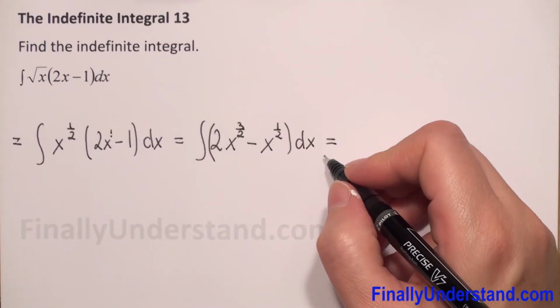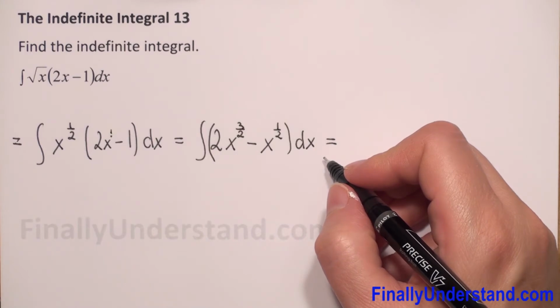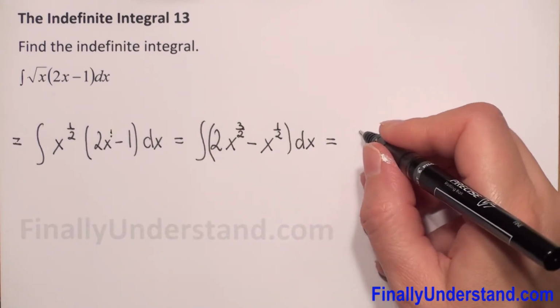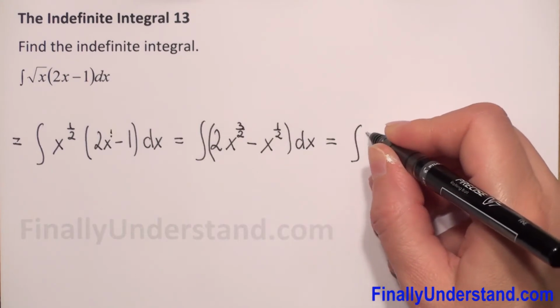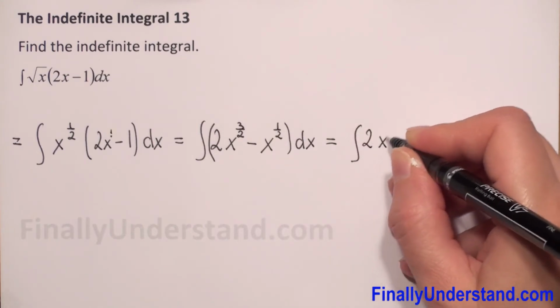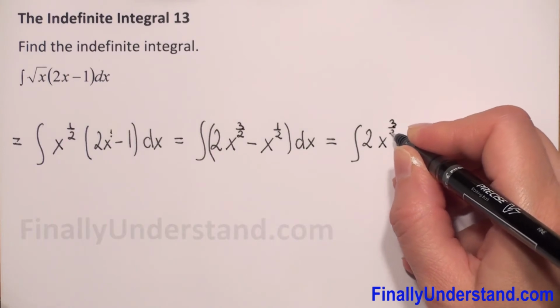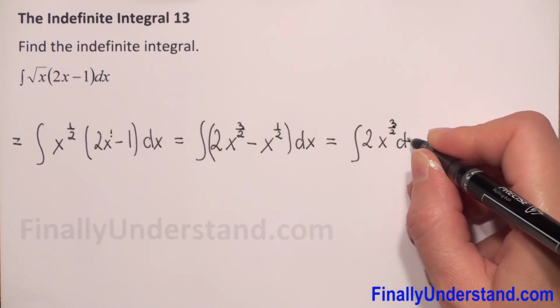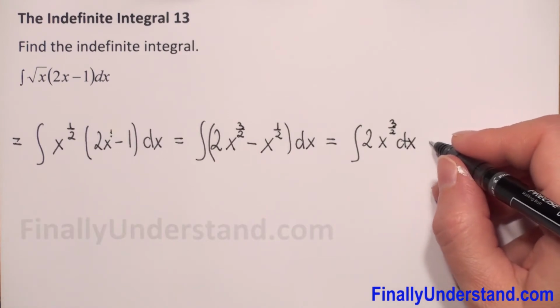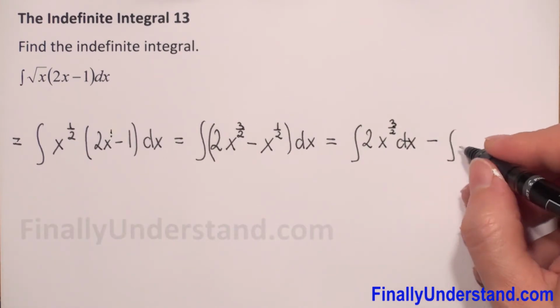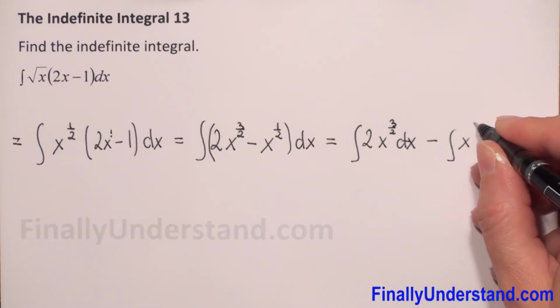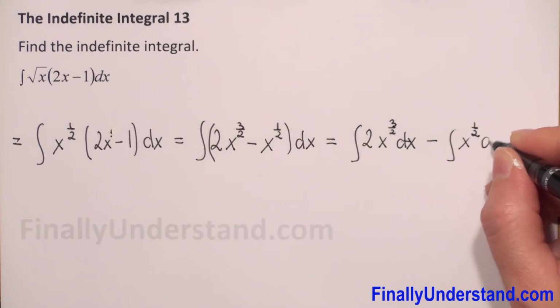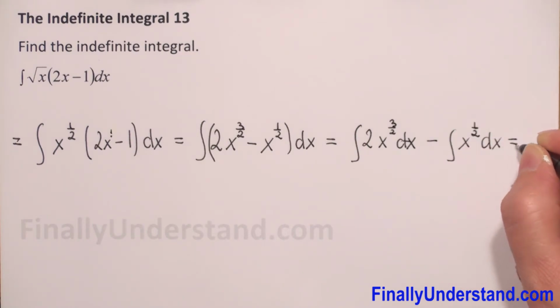When we have integral of difference, we can rewrite this to difference of integrals. So we have integral of 2x to 3/2 power, with respect to x, don't forget, minus integral of x to power 1/2 with respect to x. This is equal.